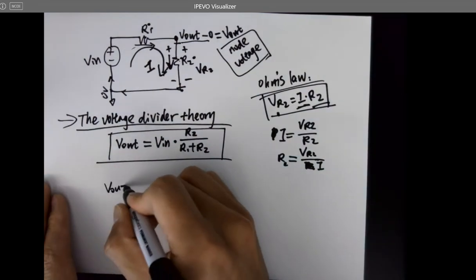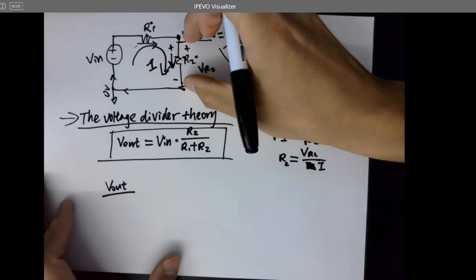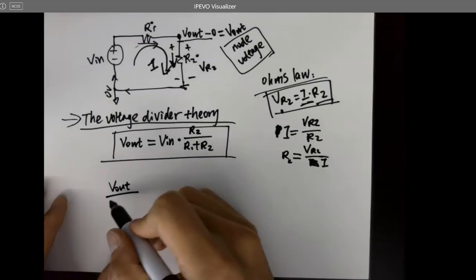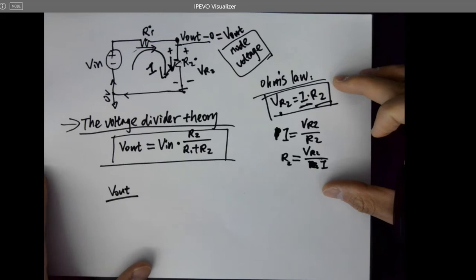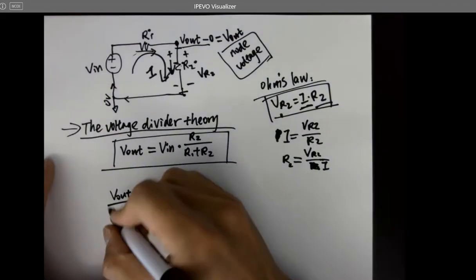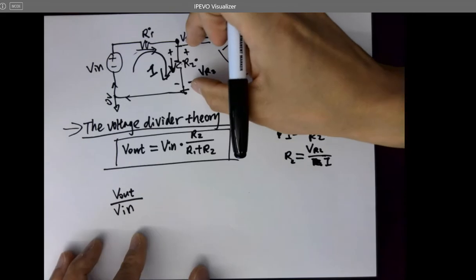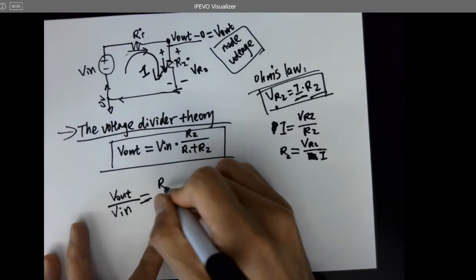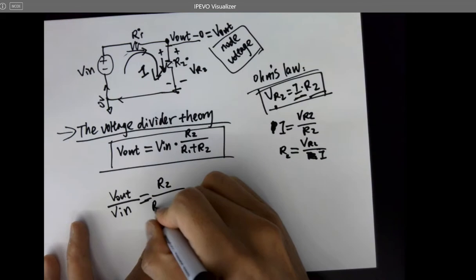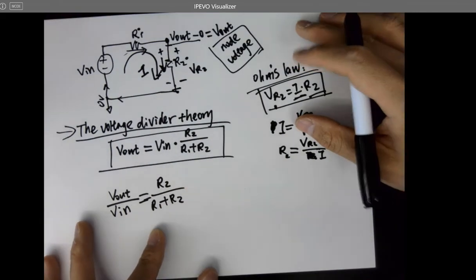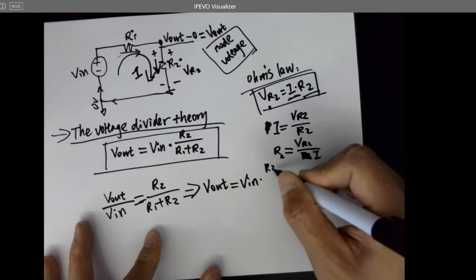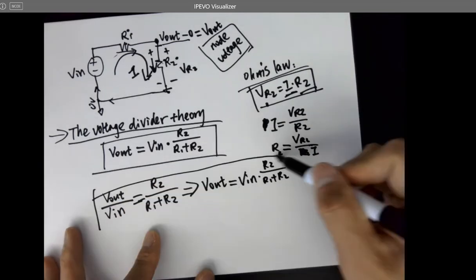So we can directly write down the voltage share of this component, the voltage dropped across this resistor. I'm talking about share, which means you take that part divided by the entire voltage. That's a share, a percentage, a fraction. The overall voltage is whatever is supplied by the power source, the overall voltage drop, V in. So the voltage share of this resistor equals the resistance share of this resistor: the resistance of this one over the overall resistance. So V out equals V in times R2 over R1 plus R2. That's the voltage divider theory you want to know.